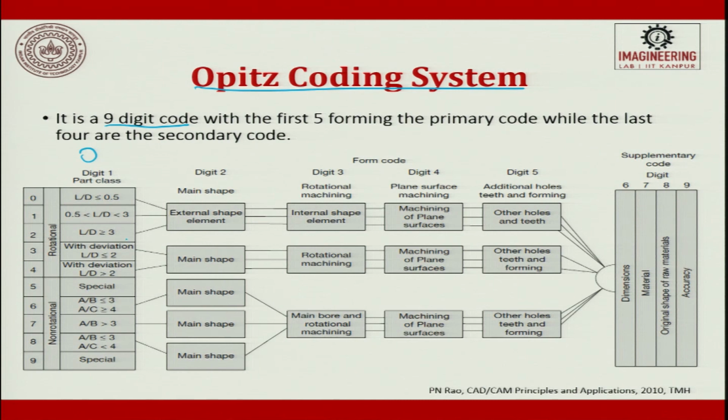The third digit covers internal elements in rotation, L by D deviation, and main bore in rotational machines. So, this is main shape, this is rotational shape, then it talks about planar shape, and the last one talks about additional features like gears or holes in the system. All these things, the first 5, form the primary code, and the last 4 are the secondary code, which talks about dimensions, material, then original shape, and then the last one is accuracy.